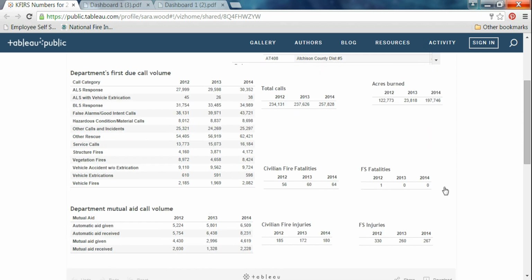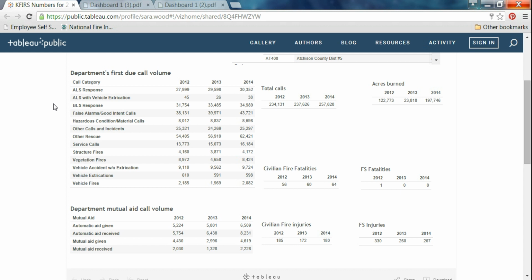Going further down, I also give you any fatalities and injuries for your civilian fires and your fire service fatality and injuries. On the left side, I give you your mutual aid call volume. These are the categories that they ask you right in the application. Now, having said that, I should tell you that your department's first due call volume is what they ask for and does not include any calls where you have said you've given aid.